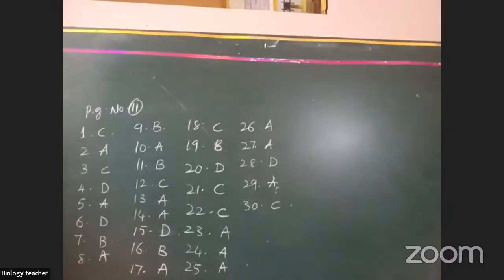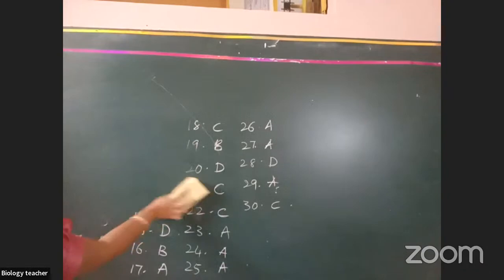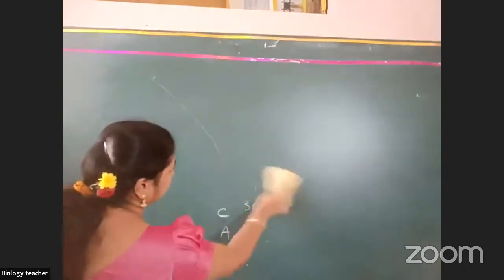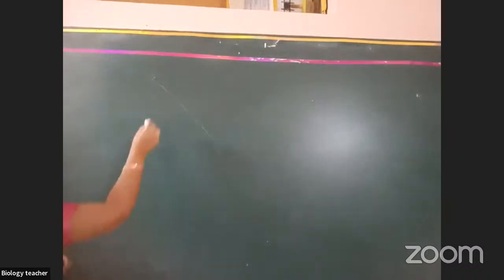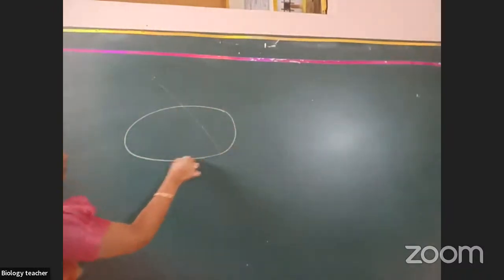So, lecture 2, page number 14. Today we will discuss two cell organelles. One is mitochondria and another one is ribosomes.